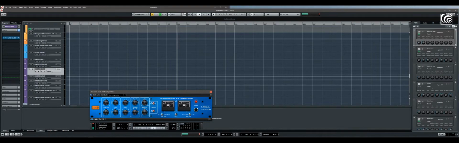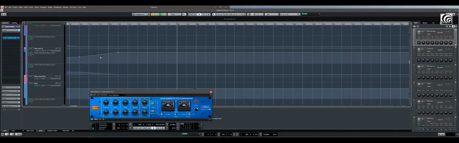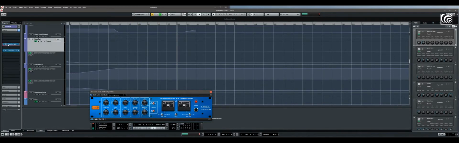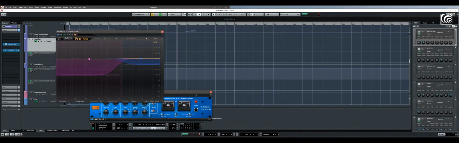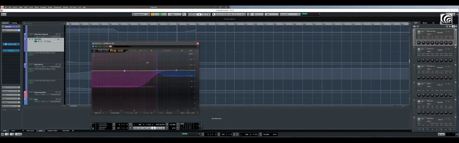We can take this one. This is actually also a compressor. This is a multiband compressor, and this is used for sidechaining. And why I do this is mainly on the bass line. Actually, it can also be on leads too, if they are very deep and so on.